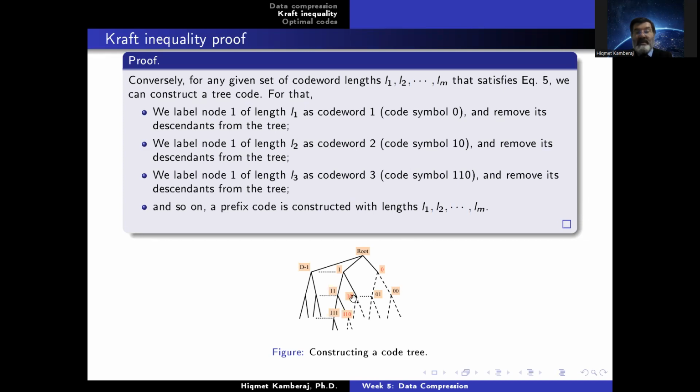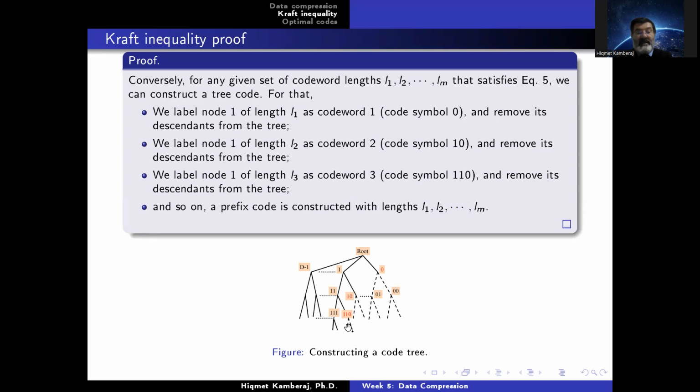And remove its descendants from the tree. So this means that we remove all these parts. All right. Then next, we label node 1 of length L3 as the code 3, which is the code symbol 1, 1, 0, which is this one. And we remove all the descendants. All right. This means we remove all this one.